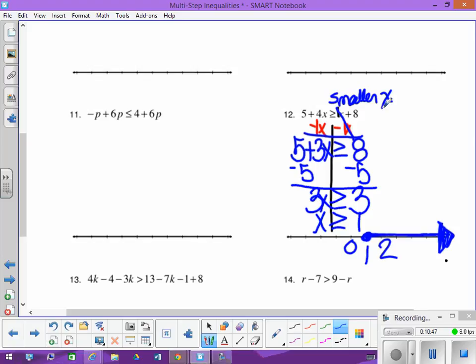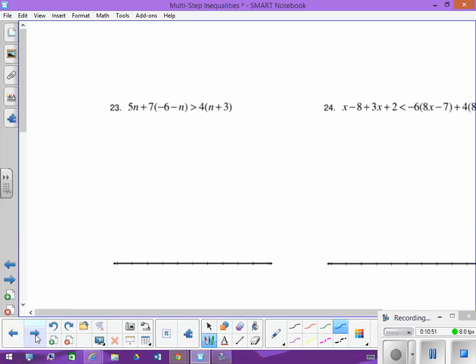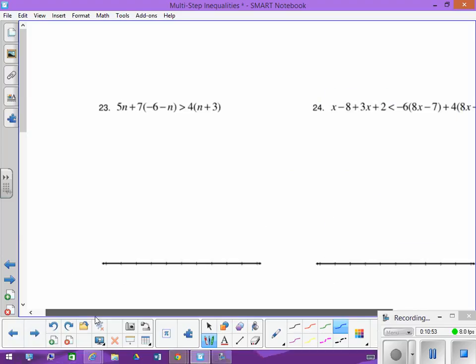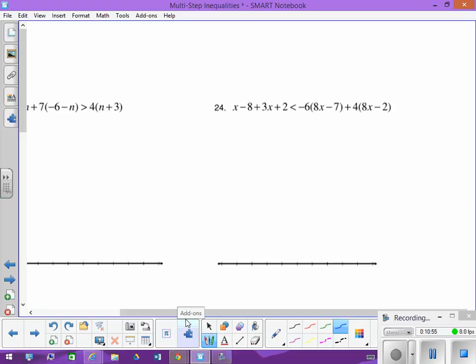Okay, let's do the last one. It's like the most difficult one on here. Probably really not, but y'all think it is. Look at 24. A bunch of numbers, letters, negatives, all kinds of stuff. So, do one thing at a time. What are we going to do first?